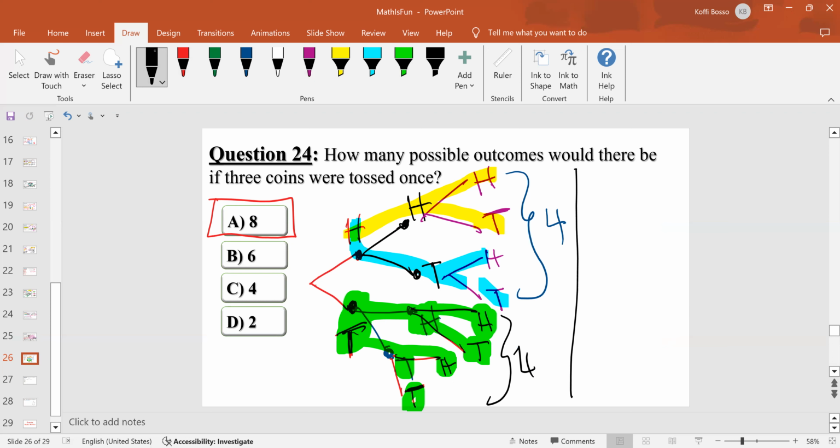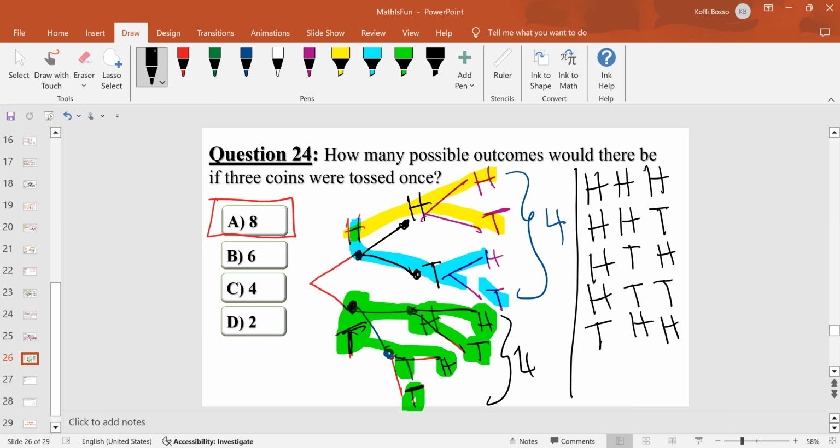So let me write all these possibilities for you. You have H, H, H, or you have H, H, T, or you have H, T, H, or you have H, T, T, or you have T, H, H, or you have T, H, T, or you have T, T, H, and the last one, T, T, T. So in total, yes, you have 1, 2, 3, 4, 5, 6, 7, 8. So the correct one is A.